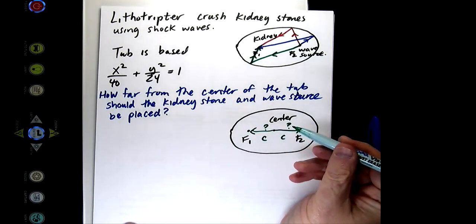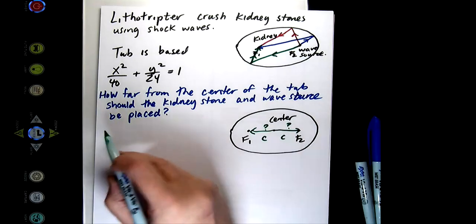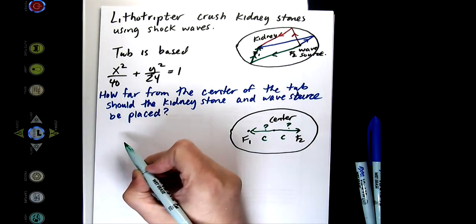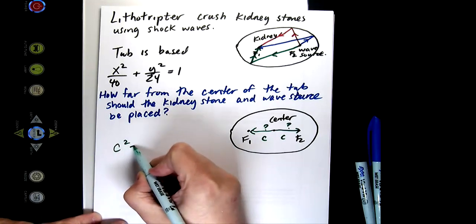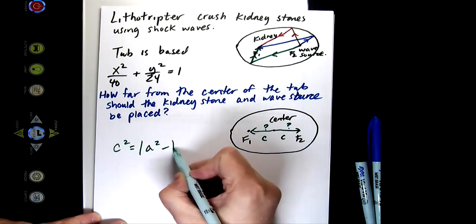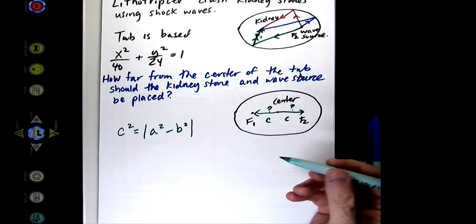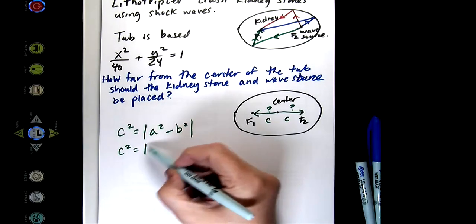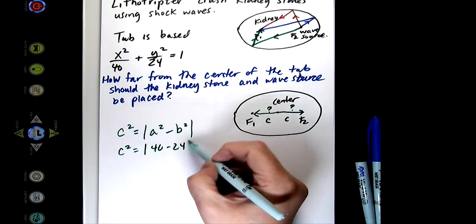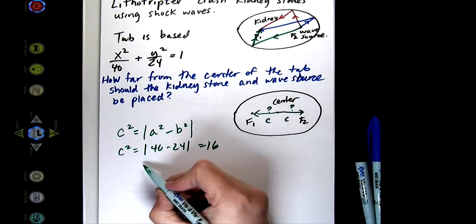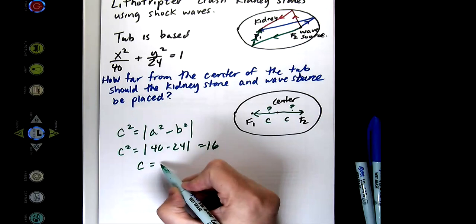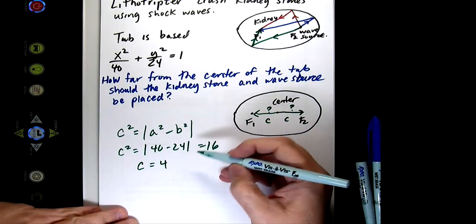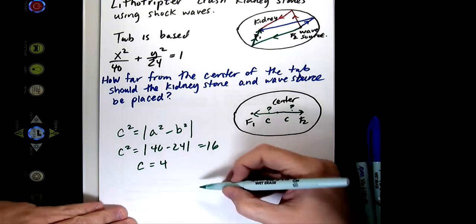How do I find C? A squared minus b squared. Yep. 40 minus 24 is 16. Square root. So 4 units away.